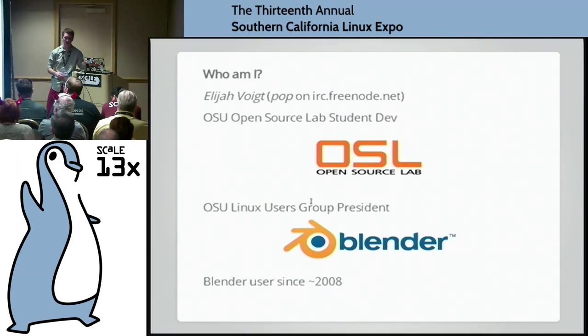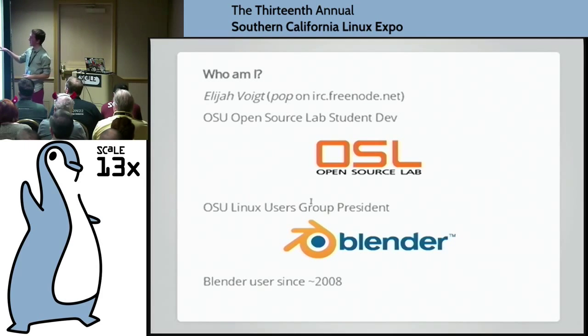So first, you should probably know why you should trust me. I'm just the dude talking to you. So my name is Elijah, as I said. I work for the OSU Open Source Lab. I'm also the OSU Linux User Group president. OSU is Oregon State University. And I've been using Blender since about 2008. That was like, you know, in high school when you get really into something? That was my thing. I was really into 3D stuff.